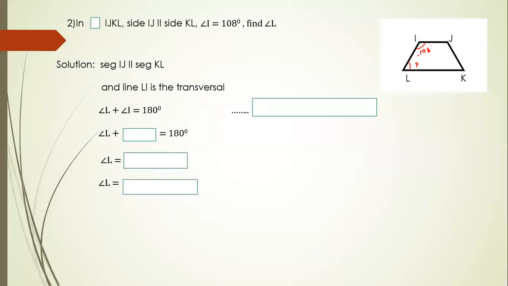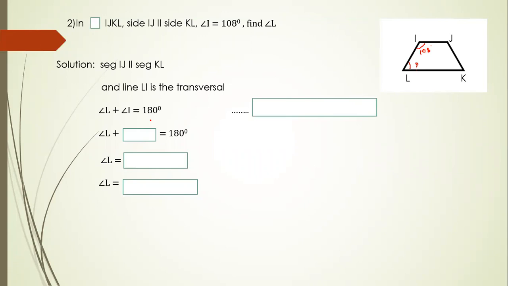Are they corresponding angles? Are they alternate angles or interior angles? If you will see, they have written that angle L plus angle I equal to 180 degree. So these two are interior angles between the parallel lines. On the same side, they are forming on the same sides. They are between the parallel lines. So the sum of the interior angles are 180 degree.